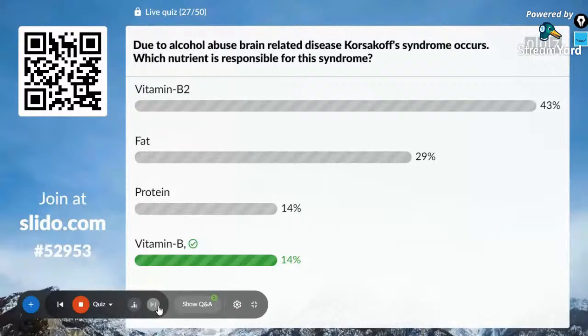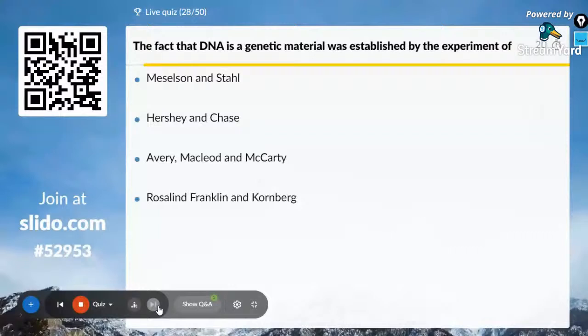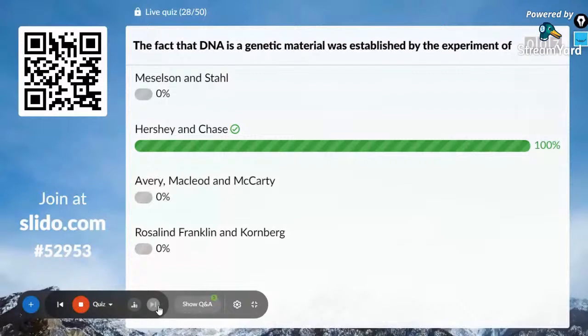The fact that, direct NCERT question, direct NCERT previous year NEET examination question. The fact that DNA is the genetic material was established by the experiments of Meselson and Stahl, Hershey and Chase, Avery, McLeod and McCarty, Rosalind Franklin and Kornberg. Absolutely fine. It is the Hershey and Chase experiments that demonstrated that DNA is the genetic material. Next one on the screen.